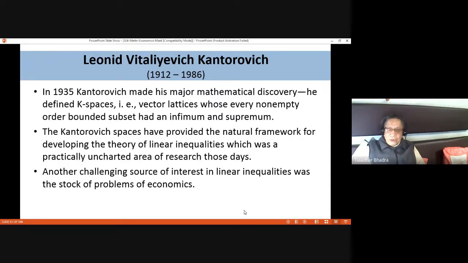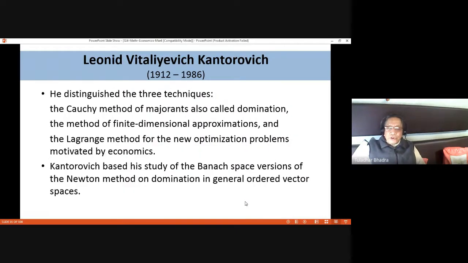Another challenging source of interest in linear inequalities was the stock of problems of economics. So that's how slowly he tried to apply mathematics in economics, in problems of economics. He distinguished three techniques. These three techniques are very well known: the Cauchy method of measurements, also called domination, the method of finite dimensional approximation, and the Lagrange method for the new optimization problems motivated by economics.